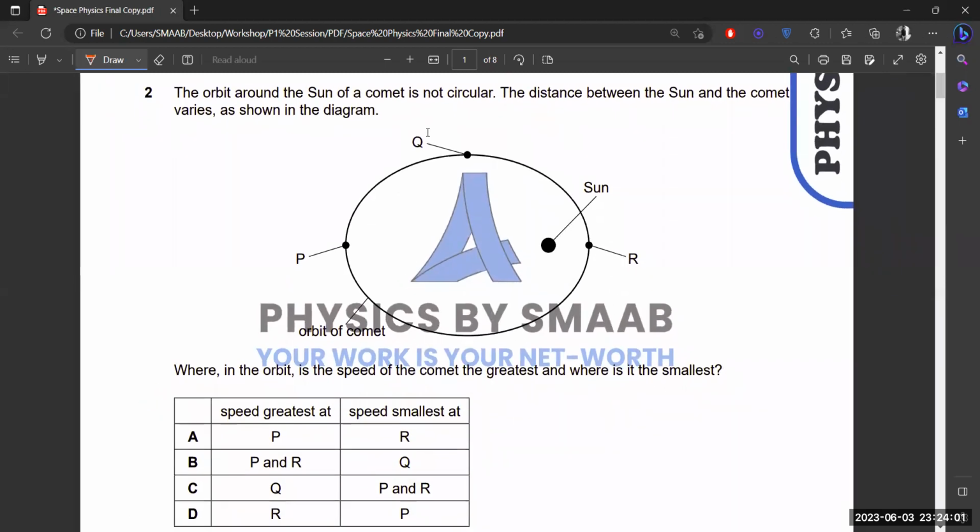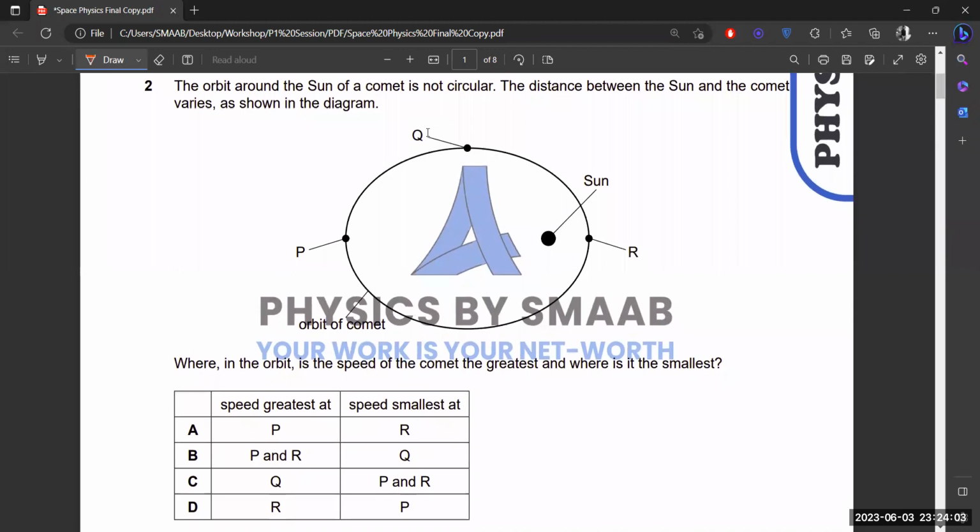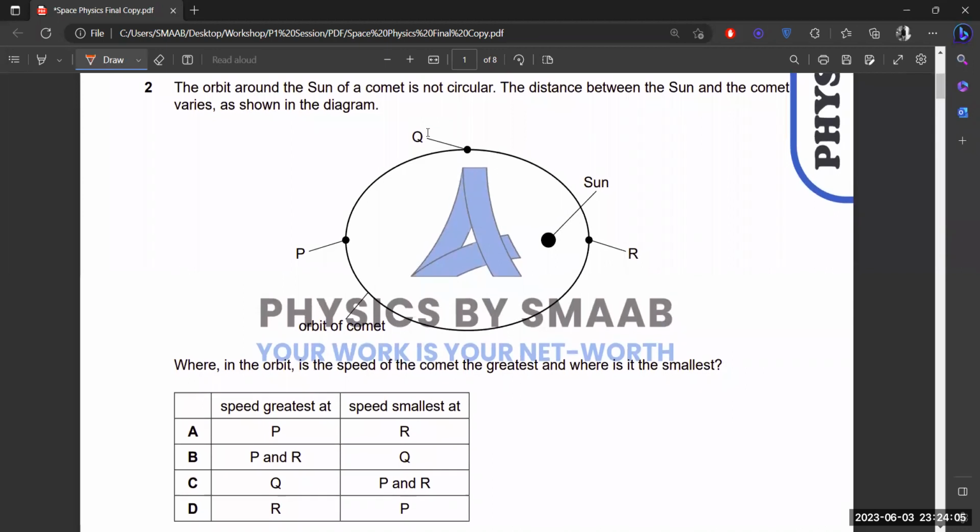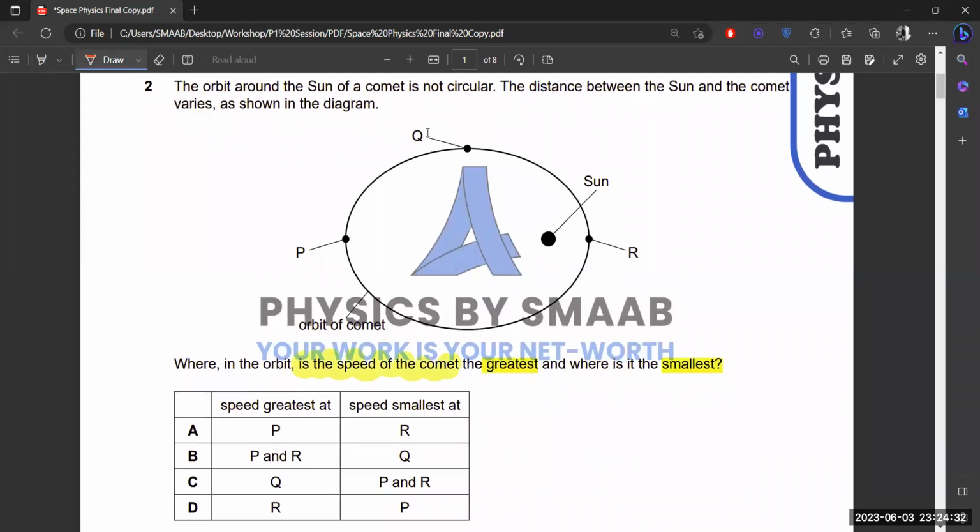Question number two: the orbit around the Sun of a comet is not circular, which is pretty clear from the diagram. The distance between the Sun and the comet varies as shown in the diagram. Where in the orbit is the speed of the comet greatest and where is it smallest? So you need to find out where the speed of the comet is greatest and the lowest.